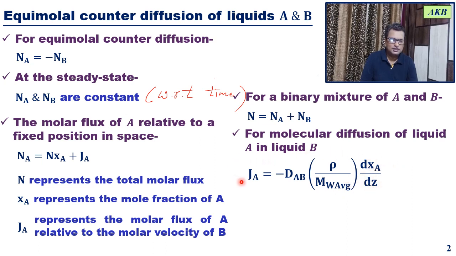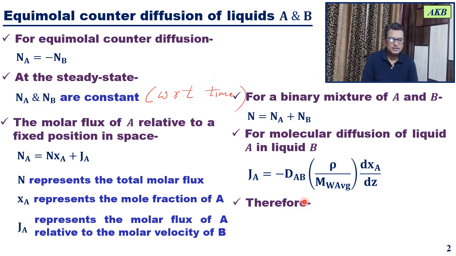I have discussed this. I am giving links to those videos in which I have discussed all the concepts. Please watch those videos, and this equation will be clear to you. So the mathematical expression for Fick's first law is like this: Ja is equal to minus Dab rho upon Mw average dxa by dz.